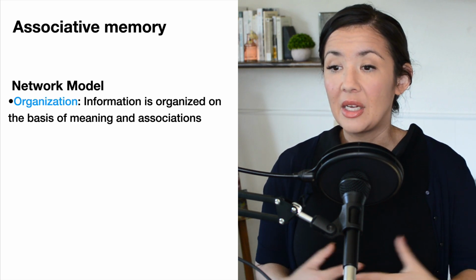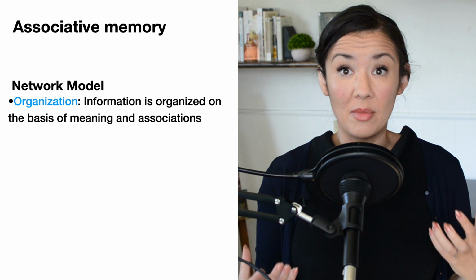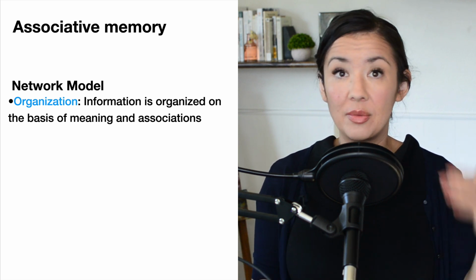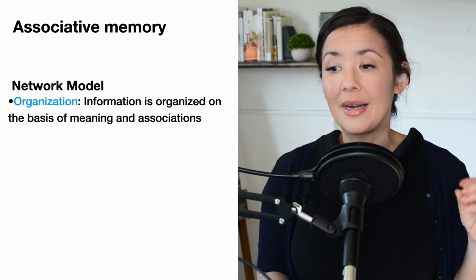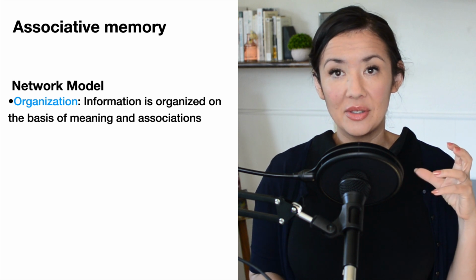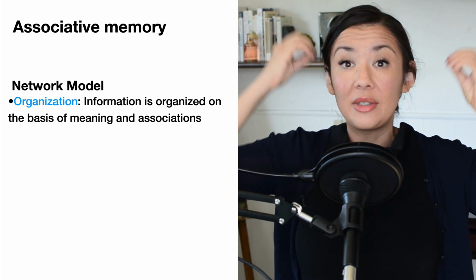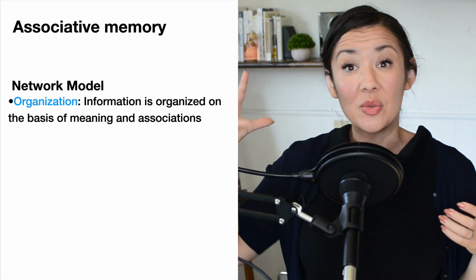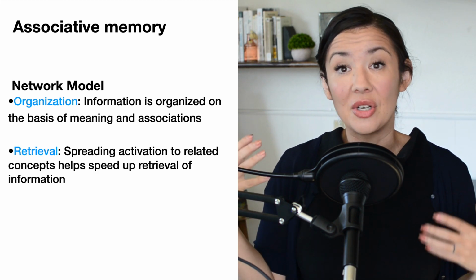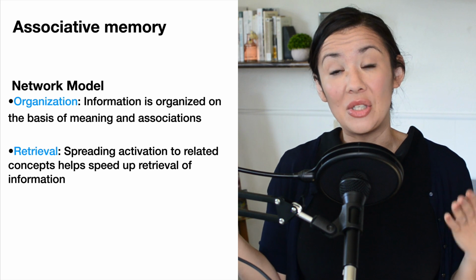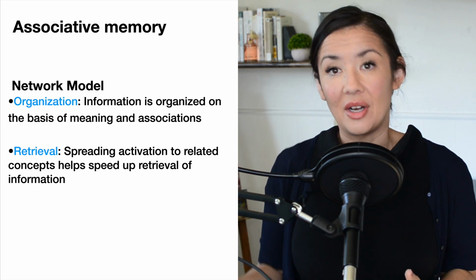Associative memory suggests a network model where there is an organization of information in the mind based on meanings and associations. Our mind creates kind of networks of related information, which can help us retrieve information more readily when we need to in a particular context.